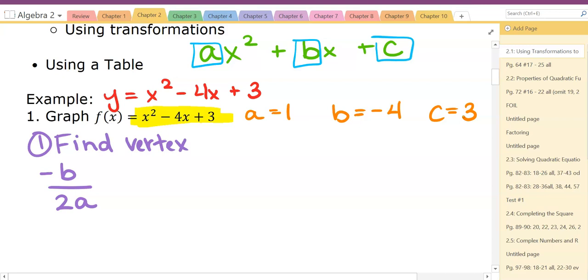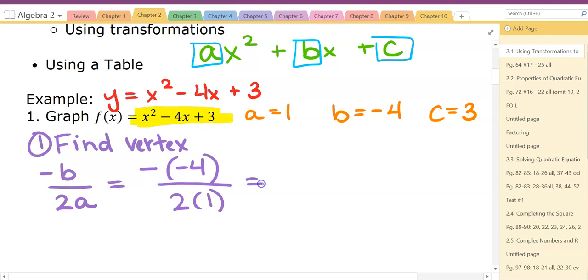So when they're asking you to do negative b over 2a, you're pulling those numbers from that equation up above. So negative b over 2a, you'd have negative, and b is -4. So we're going to have a double negative on the top, all over 2 times a, and a is 1, so 2 times 1.